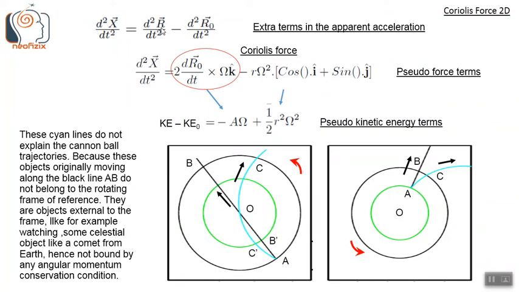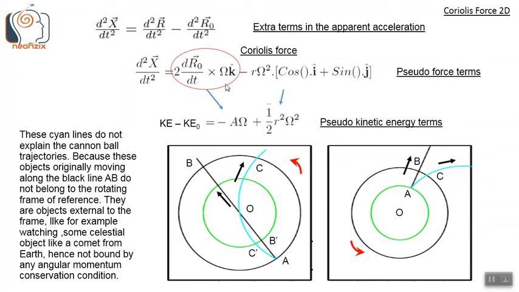Suppose vector d²x by dt² be the difference between the acceleration observed in the rotating frame, that is d²r by dt², and the acceleration in the non-rotating frame, d²r₀ by dt². So d²x by dt² is the difference d²r by dt² minus d²r₀ by dt². The right hand side terms can be rearranged, and when we do that, we get one radial component rω², which is the centripetal force. Note, it is an attractive force.